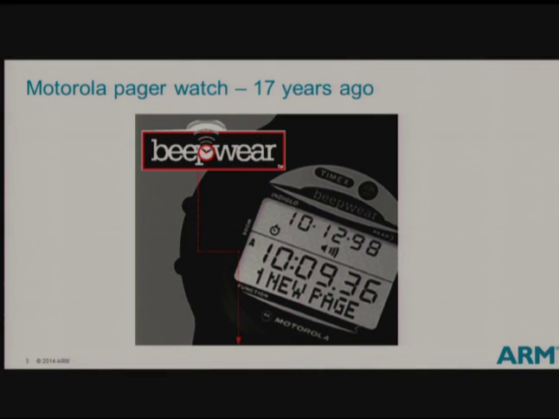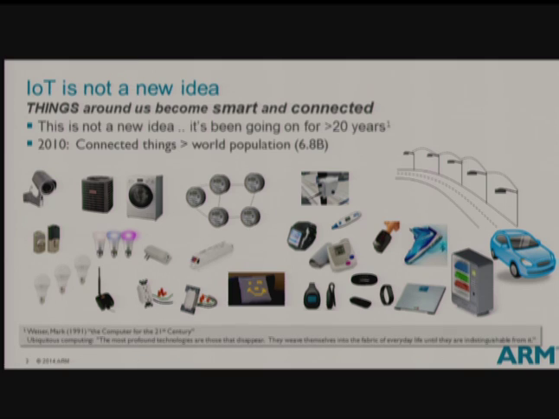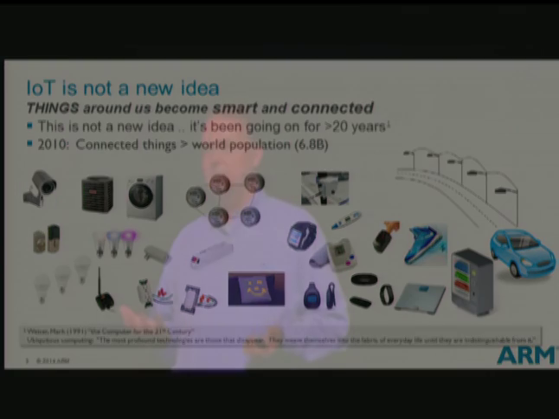Over 20 years ago, we've been working on this a long time. In 2010, the number of connected things exceeded the world's population, 6.8 billion at the time. And there's a pager watch that was done by Motorola 17 years ago. You wear it around and you get, remember pagers? Who wears a pager? But people did back then. And when you think about it, that was really a wearable. It's not much different than wearable watches that we see today from big names like Samsung. So these types of devices are not new. But what is new is that they really are becoming part of our everyday lives instead of gadgets like that.